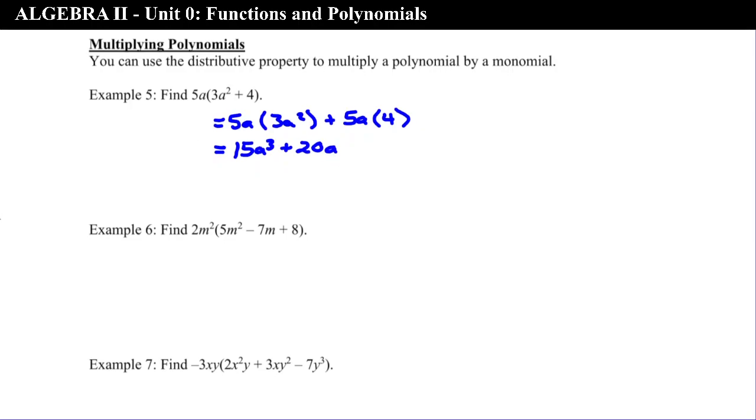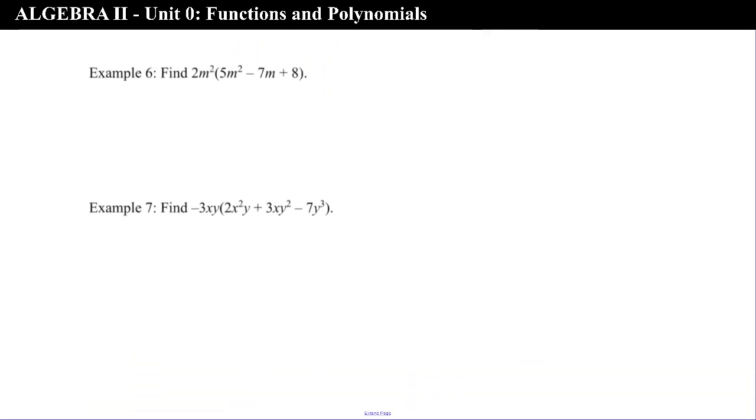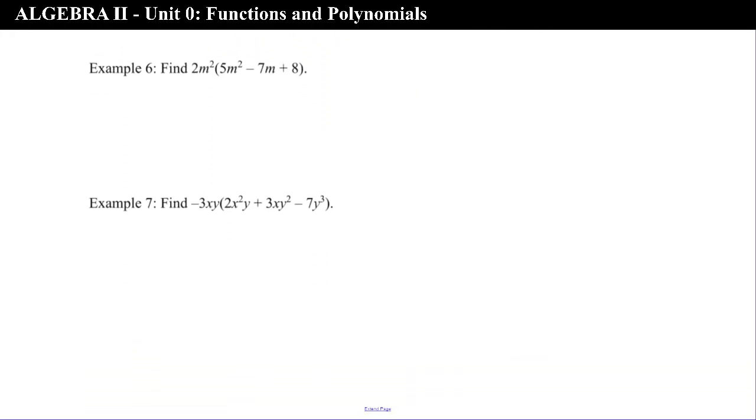Let's do a couple more of these. In example 6, we want to find 2m squared times this polynomial. So again, we're just going to do 2m squared times the first term.